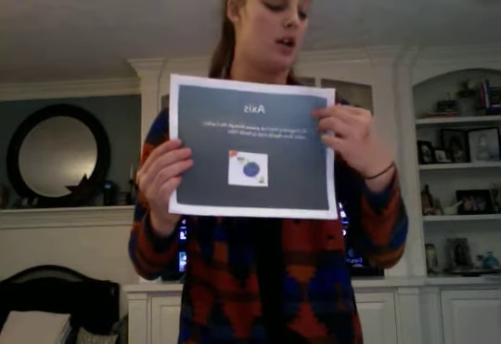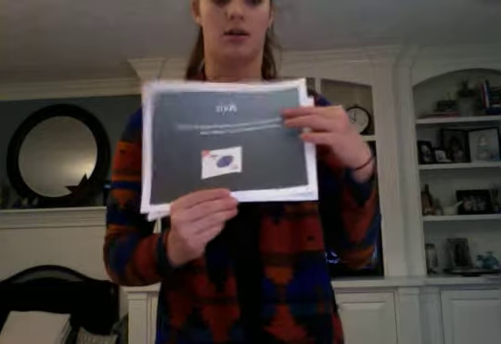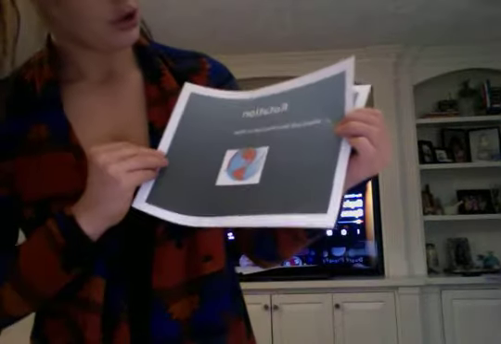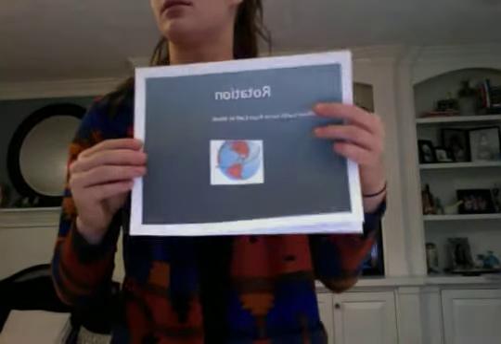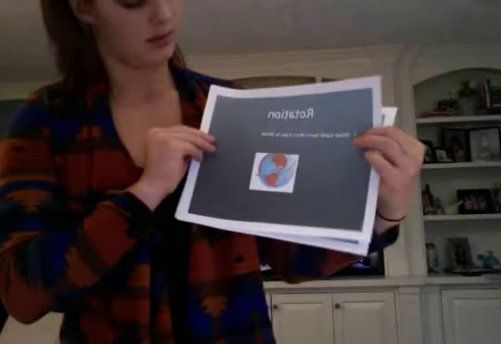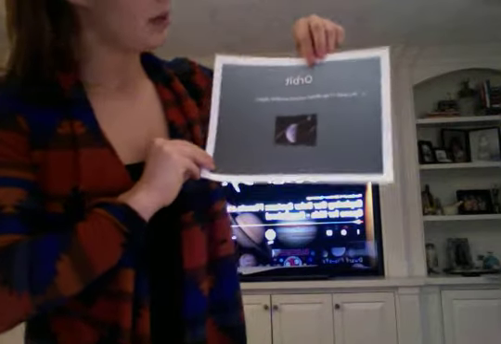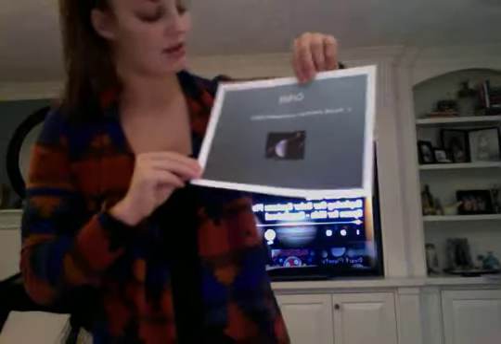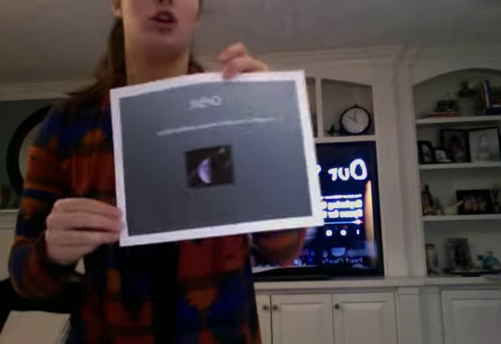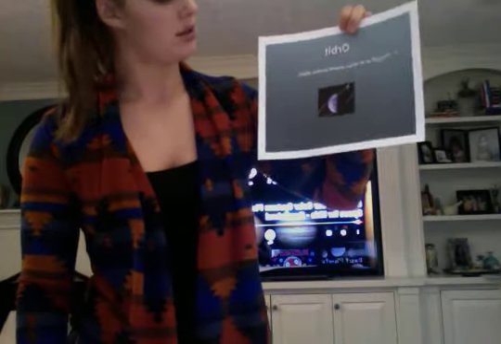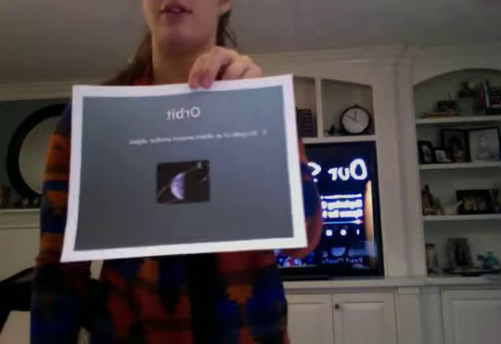All right, we got a couple more. Rotation, when the Earth turns from east to west. So you know the Earth rotates to give us different seasons. And finally, orbit. Orbit is the path of an object around another object. So the moon orbiting around the Earth.